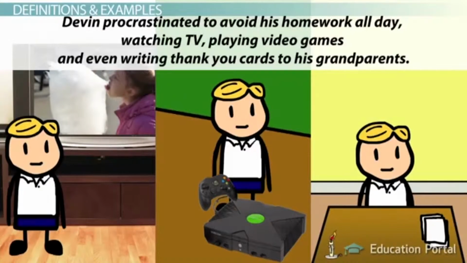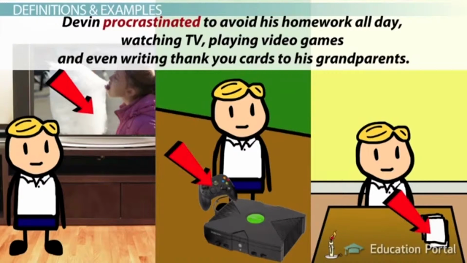Look at this sentence. Devin procrastinated to avoid his homework all day, watching TV, playing video games, and even writing thank you cards to his grandparents. What does procrastinate mean? This time it's not defined elsewhere in the sentence, but we do have examples of what it means. We know that watching TV, playing video games, and writing thank you cards are all forms of procrastination. If Devin should be doing his homework, but he's doing these other things instead, then procrastination must mean delaying or putting off. Now those examples helped us figure it out.